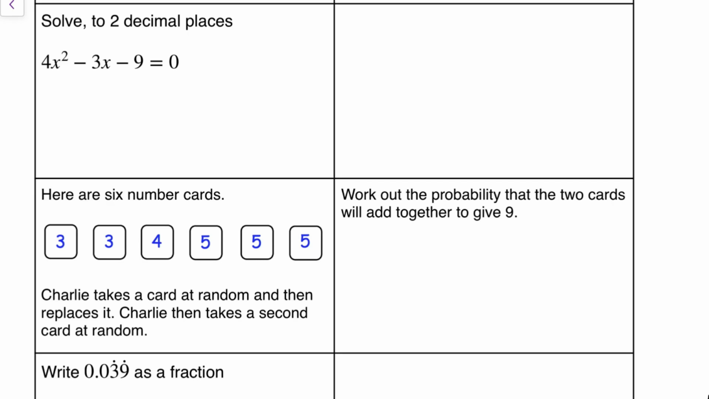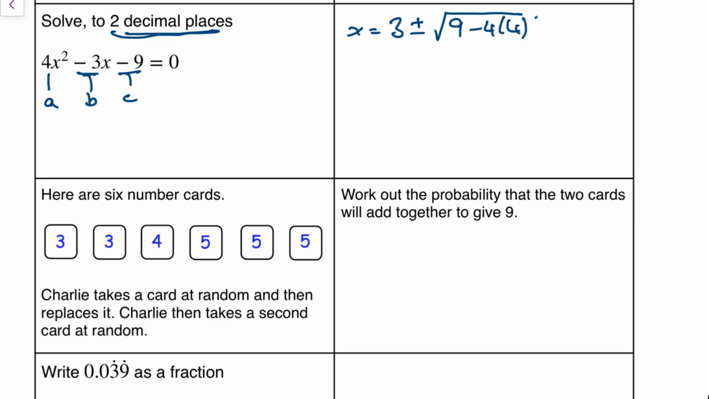Solve to 2 decimal places. So this is a clue that I cannot factorise. So therefore this is going to be my A, this is going to be my B, and this is going to be my C, which means that x is going to be equal to minus 3 plus minus the square root of 3 squared is 9 minus 4 times minus 9, which means I'm going to make that a plus there. I'm going to divide all of that by 2 times 4. Well, let's write 2 times 4 down here. Let's tidy this up. So brackets first. So 9 plus 4 times 9 is 153.